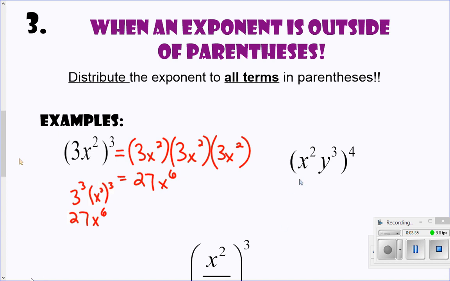So if I use the shortcut with this example, I'm just going to distribute the 4 to the x squared and also to the y cubed. So that gives me x squared to the 4th. I'm going to multiply those exponents and get x to the 8th, and multiply the 3 and the 4 and get y to the 12th. So x to the 8th, y to the 12th is my final answer.